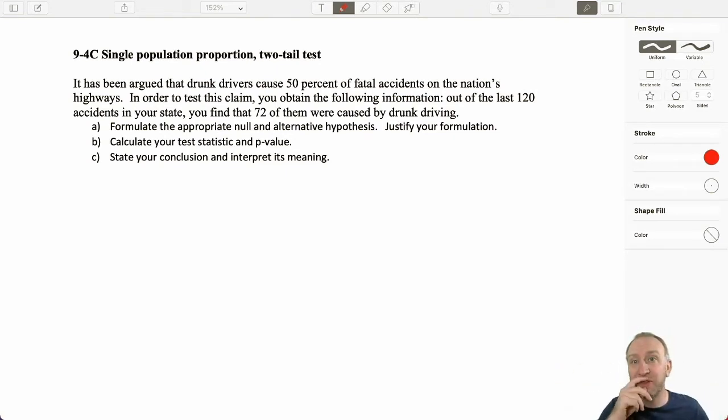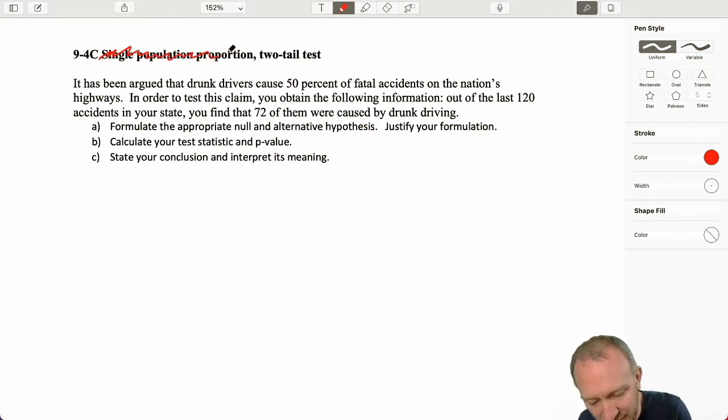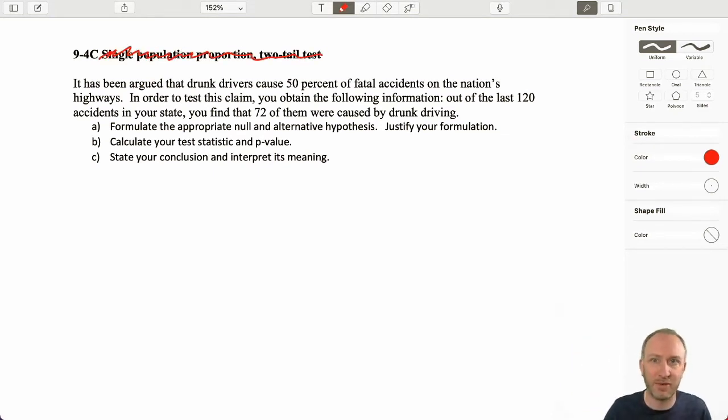So let's go through this exercise. Again, here it's telling us a single population proportion. It's telling us a two-tailed test. Well, on an exam or an assignment, you probably don't have that information. So let's make sure we can see how to get that information from the problem.